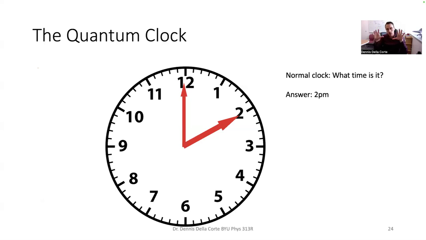Those are two different things. So if you have a normal clock, you might ask it, hey, what time is it currently? Well, the clock would tell you, look at me, I'm at 2 p.m. right now. It's 2 p.m. If you have a quantum clock, it looks more like this.